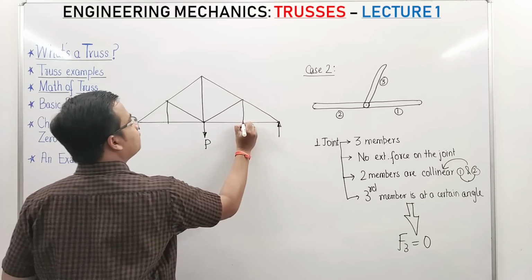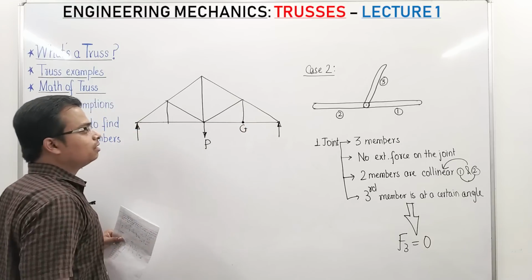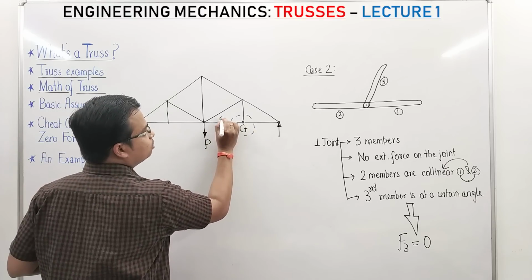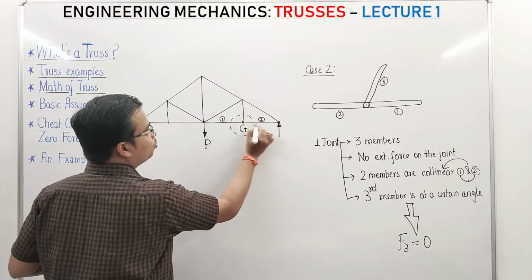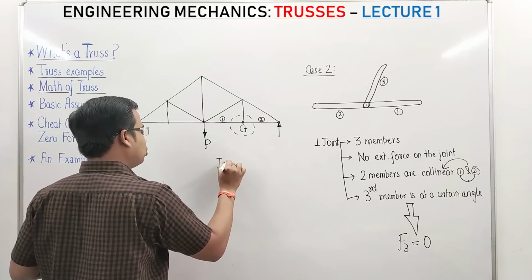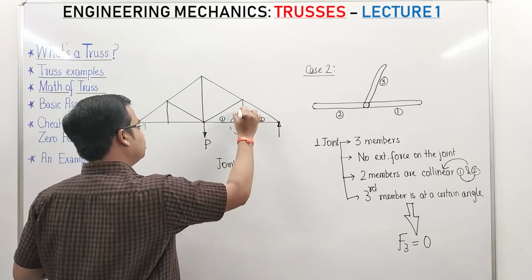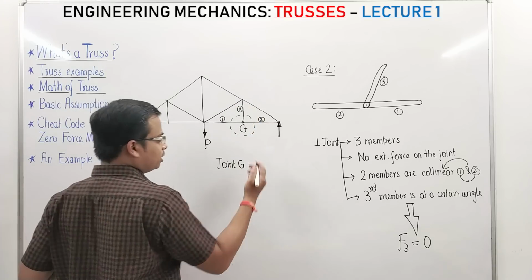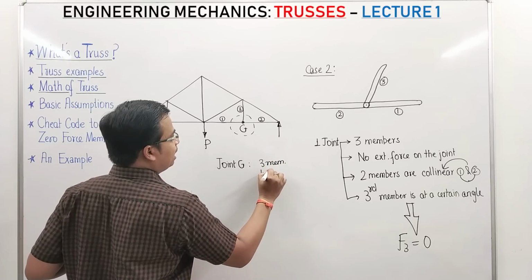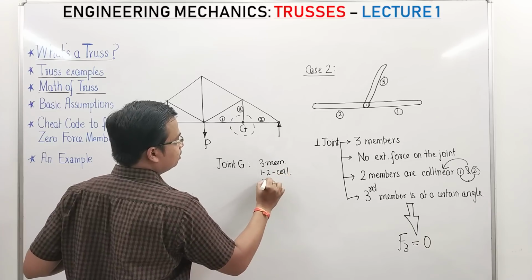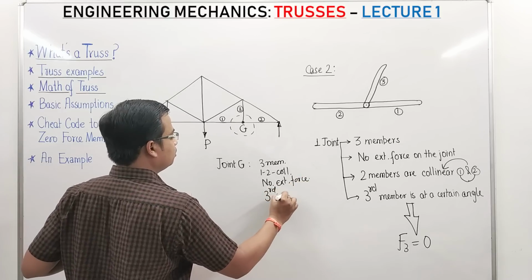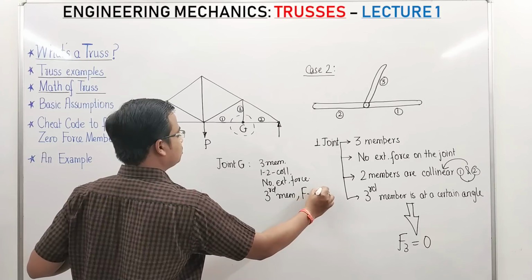Now, let's take a look at this portion, this joint. You can clearly see this member over here, let's call this 1. Let's call this 2. Member 1 and member 2, they are collinear. And at joint G, if you focus carefully, let this be member 3. So there are 3 members. Then 1 and 2 are collinear. Secondly, there is no external force. In that case, the force in the third member is obviously going to work out as 0.